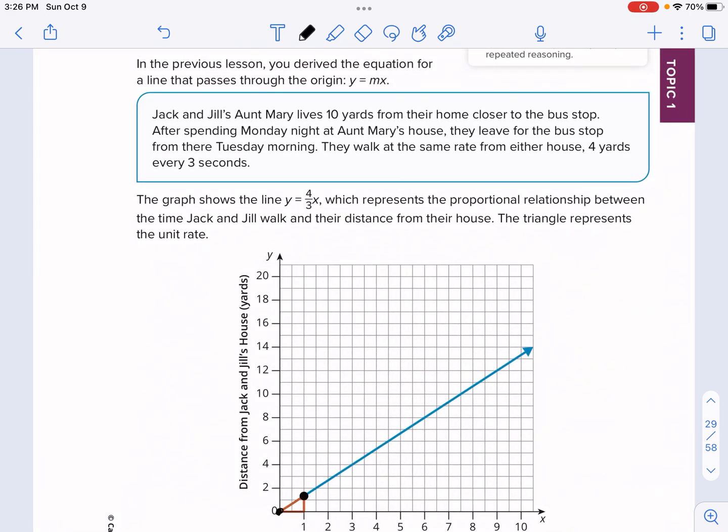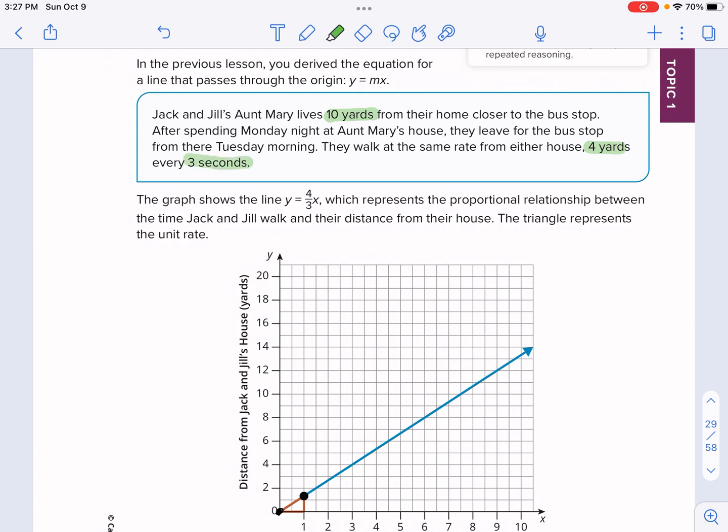So let's look at the context here and highlight some things that are important. It says Jack and Jill. So this represents Jack and Jill, but the context is Jack and Jill's Aunt Mary lives 10 yards from their home. Let's highlight that. From their home closer to the bus stop. And after spending Monday night at Aunt Mary's house, they leave for the bus stop from there Tuesday morning. They walk at the same rate from either house, and it's also the same rate as we worked on in these other activities, 4 yards every 3 seconds.